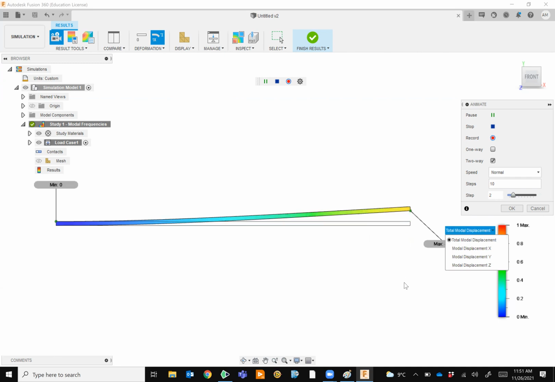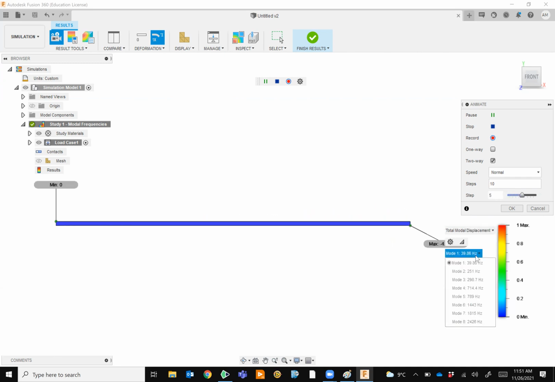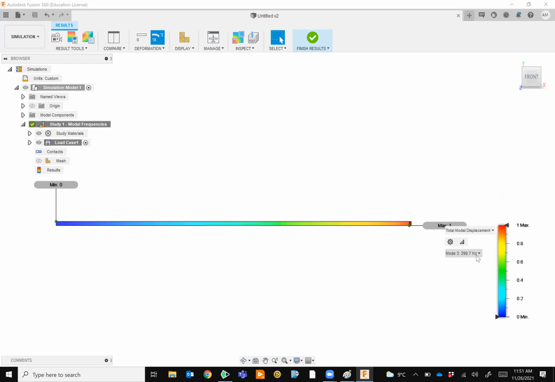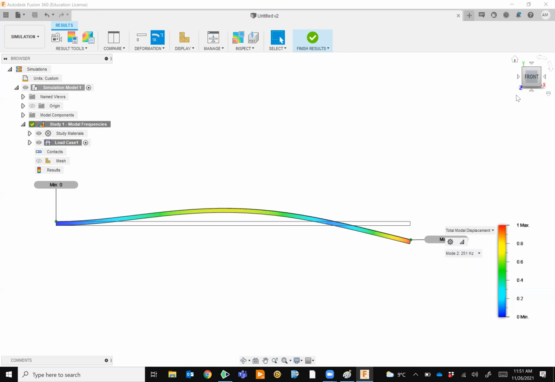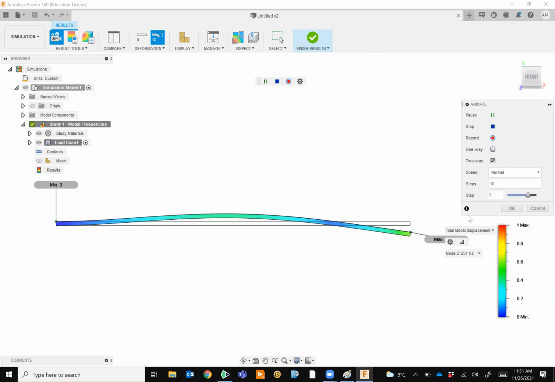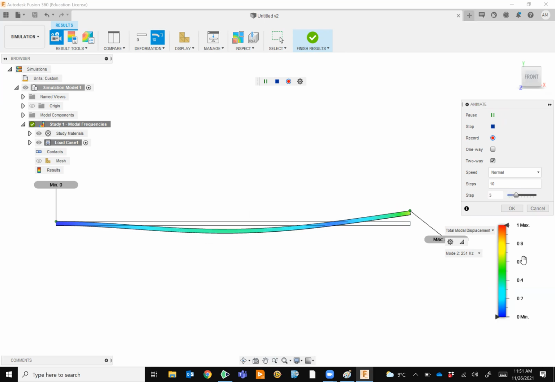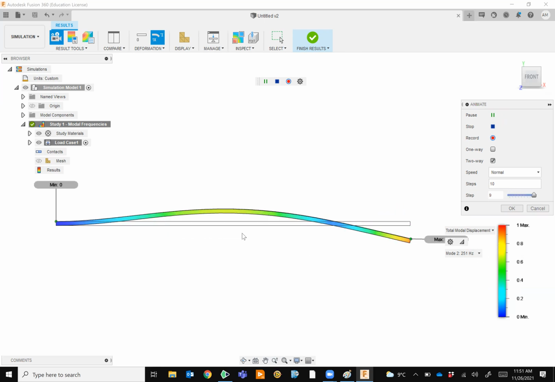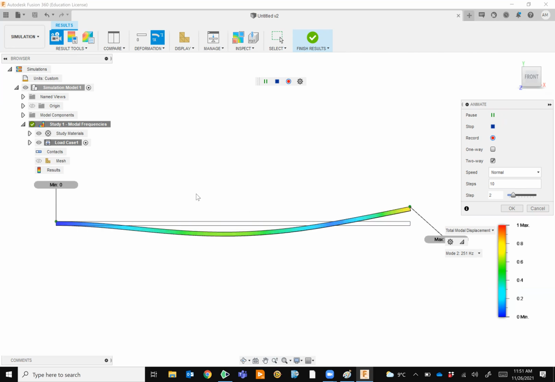Now let's go to the second mode. Here is the second mode, and here is the motion, obviously. So with software, we can find the mode shapes and the natural frequencies.